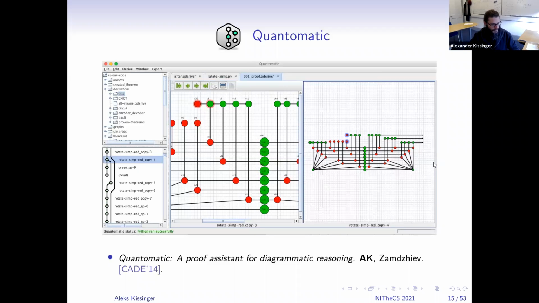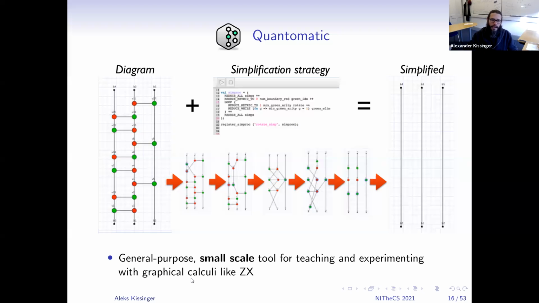Okay, so we have a series of tools for doing this kind of thing, and probably the first one of this kind is a tool called Quantomatic. And this thing, well, you can see, this was the paper about it. It was really intended to be a proof assistant for working with these kinds of diagram rules. So what you would do is you would set things up from scratch. You would put in your rules, and then you would give some kind of simplification strategy.